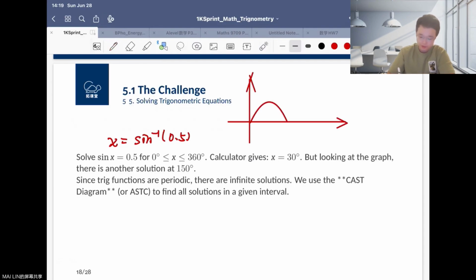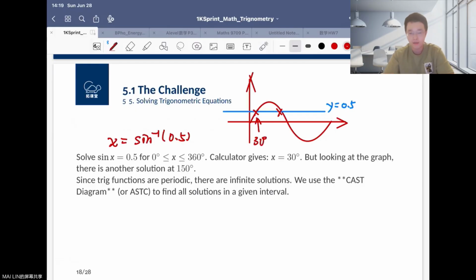So here's the sine function, sin x. When it equals 0.5, that means the y value equals 0.5. So we have two intercepts: this is one, this is the second intercept. You can use the calculator to calculate that the angle here is 30 degrees, right? But in fact, there's another intercept between 0 and 360 degrees.